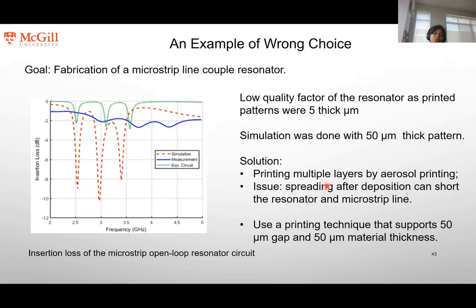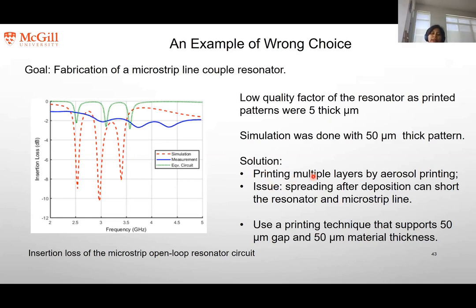So what was the solution in this case? Of course, we didn't think about it before. You can see that we ended up with a wrong printing technique and got a lower sensitivity, or lower Q, in the resonator. So what was the solution to this problem?